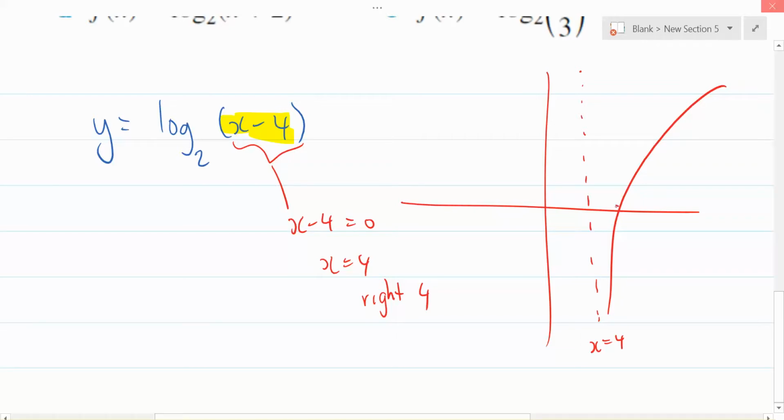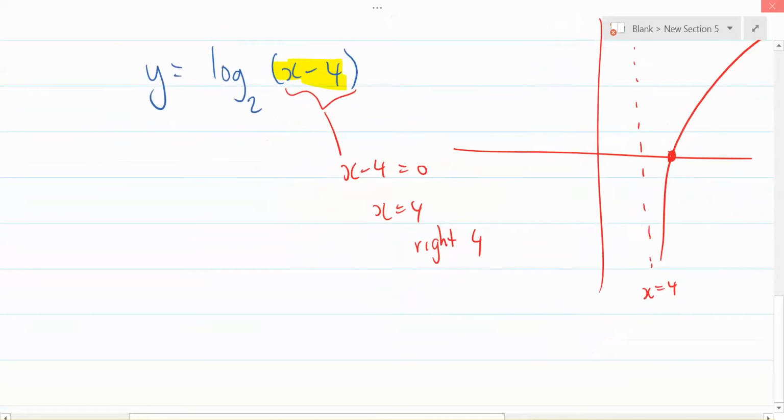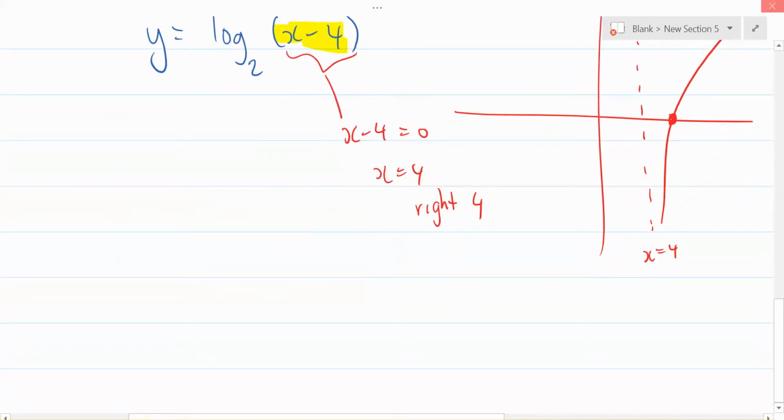What am I missing right now? The x-intercept. So going back to your algebra, how do you find the x-intercept again? What do you have to do? Let y equal 0. So here we go. This is your y equals log base 2 of x minus 4. You just told me to find out the x-intercept.